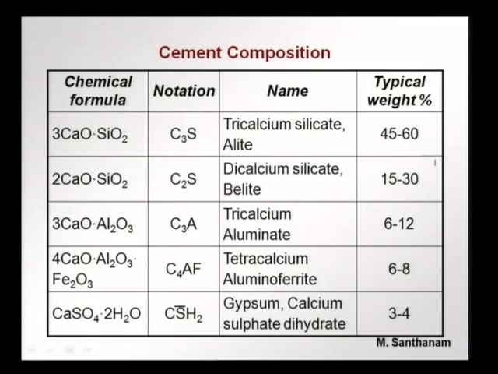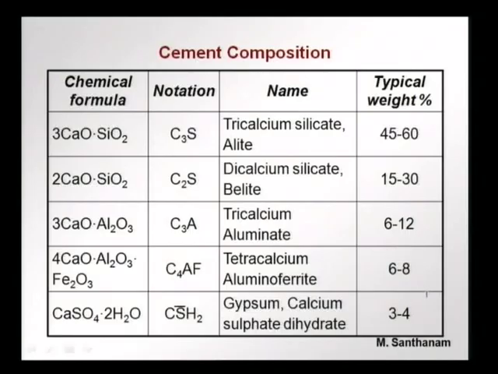Then we have dicalcium silicate, also called belite, which is denoted as C2S, typically having a percentage weight of 15 to 30%. Then we have the minor compounds, tricalcium aluminate. This is what gives us ettringite and monosulfoaluminate, and decides how concrete sets very early. Then we have tetracalcium aluminoferrite, 6 to 8%, denoted as C4AF.